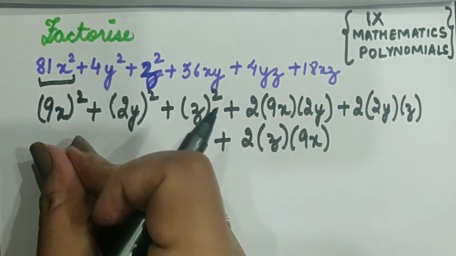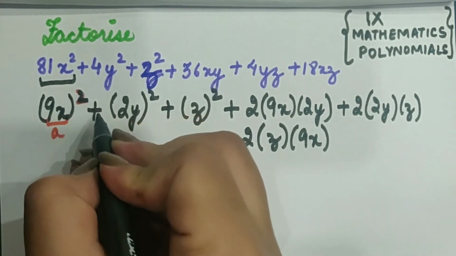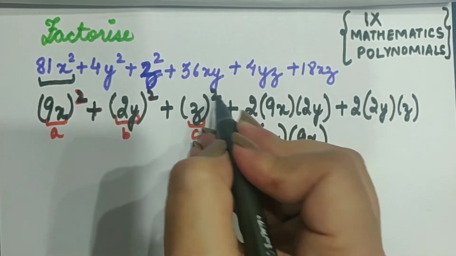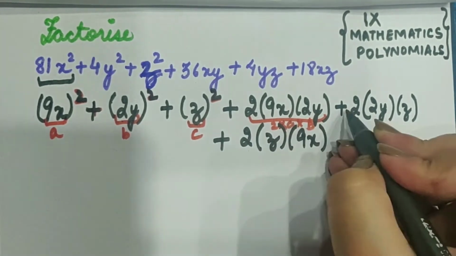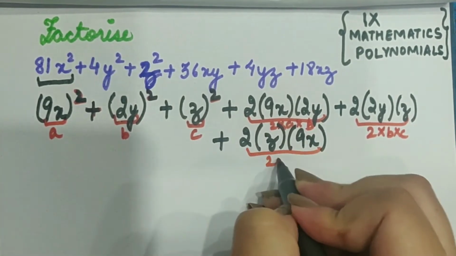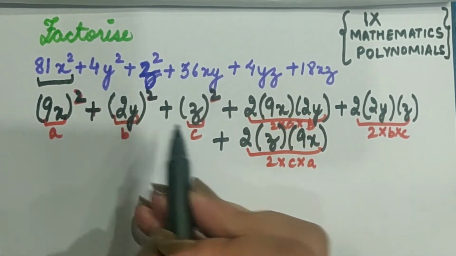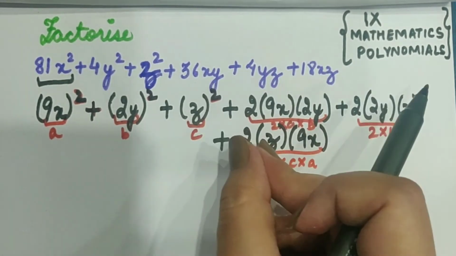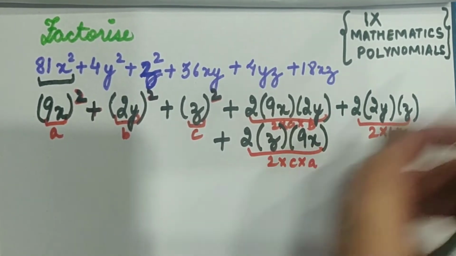Now you can observe which form is this. This is of the form a square plus b square plus c square plus 2 into a into b plus 2 into b into c plus 2 into c into a. We know here a is 9x, b is 2y and c is z. So it is turning out to be the form of a square plus b square plus c square plus 2ab plus 2bc plus 2ca, which is equal to (a + b + c) whole square.